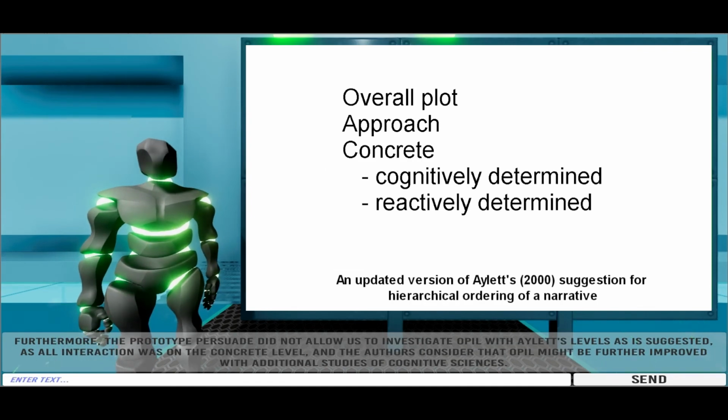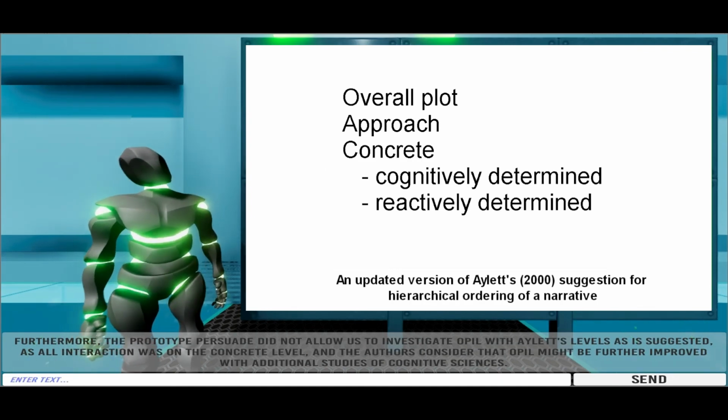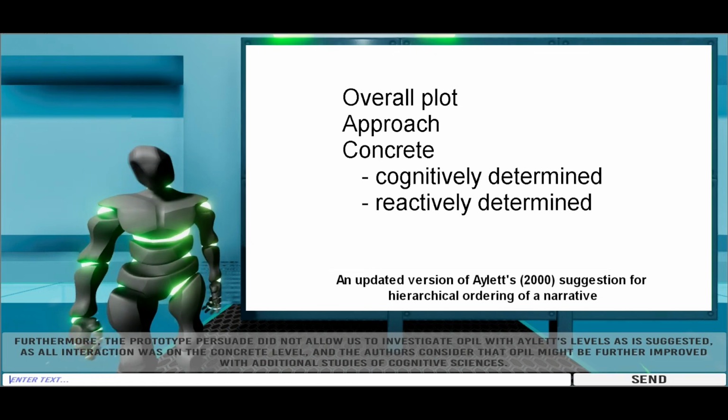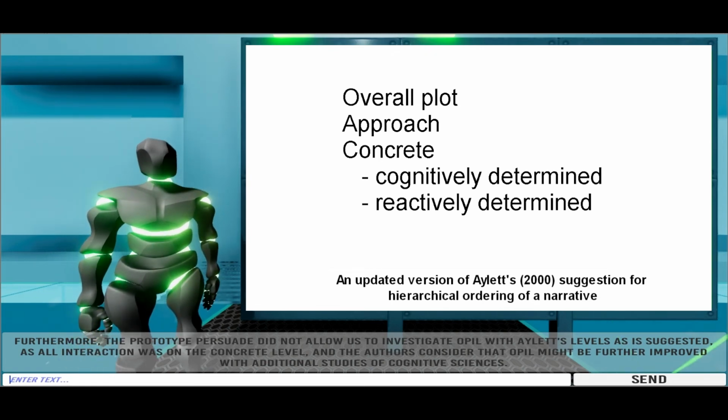Furthermore, the prototype PERSUADE did not allow us to investigate OPIL with ALIT's levels as is suggested, as all interaction was on the concrete level, and the authors consider that OPIL might be further improved with additional studies of cognitive sciences.